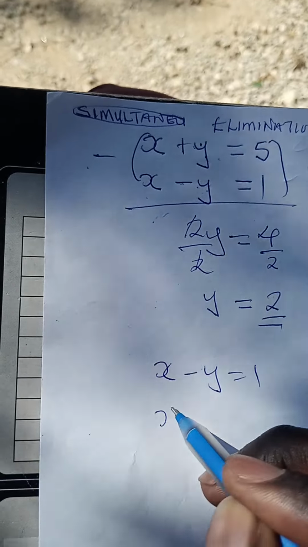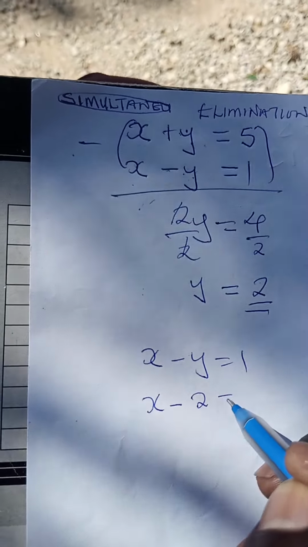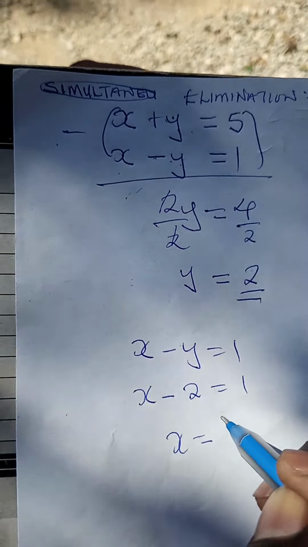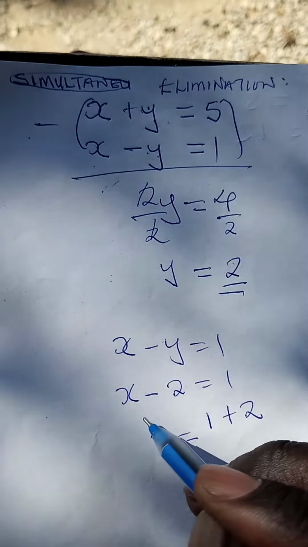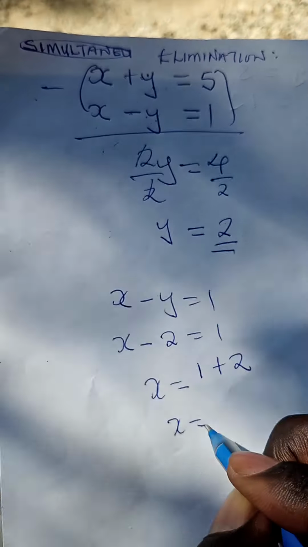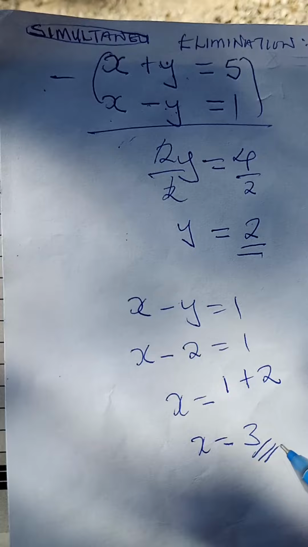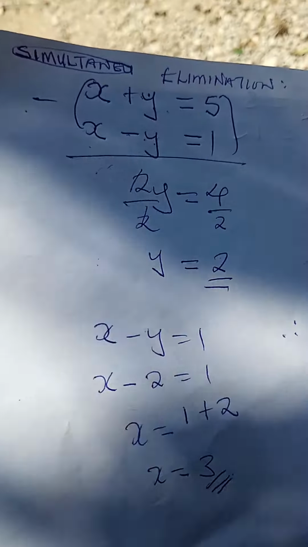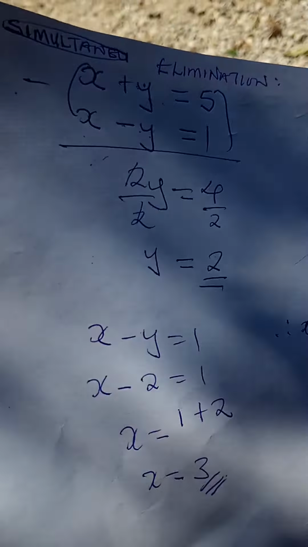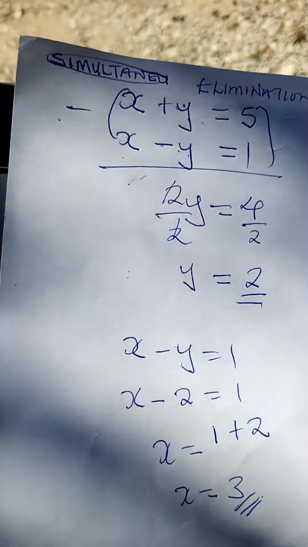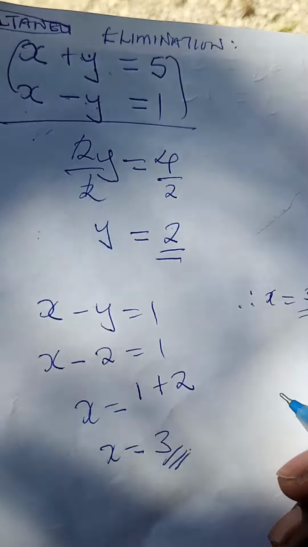And then for x minus y, we say x minus 2 is equal to 1. Then we take 2 to the right-hand side. We have x is equal to 1 plus, because it crosses the equal sign, it becomes plus 2. So you have x is equal to 3. So this is the value for x. You therefore have x equal to 3, comma, then y is equal to 2. So these are the values of these variables.